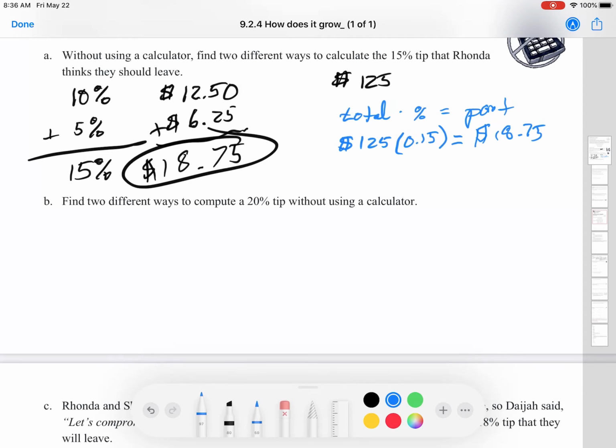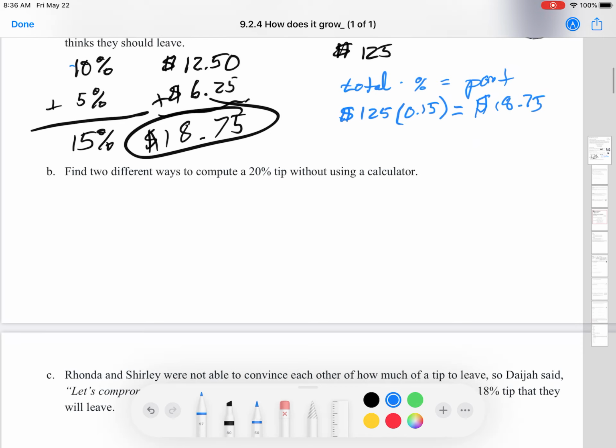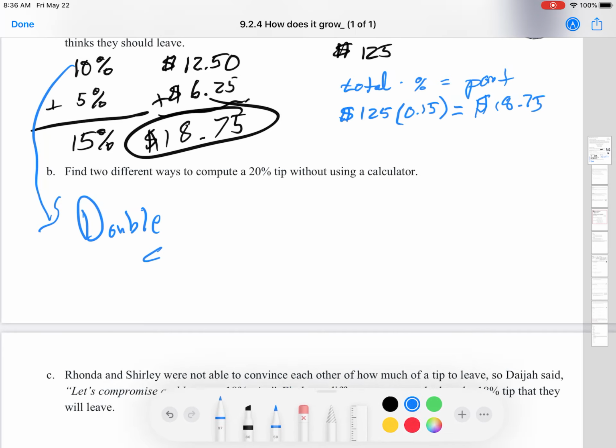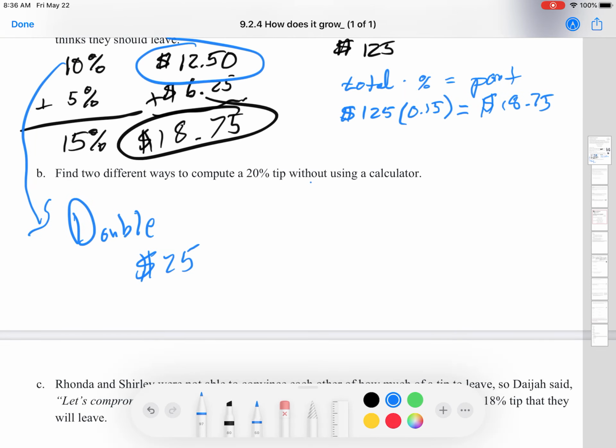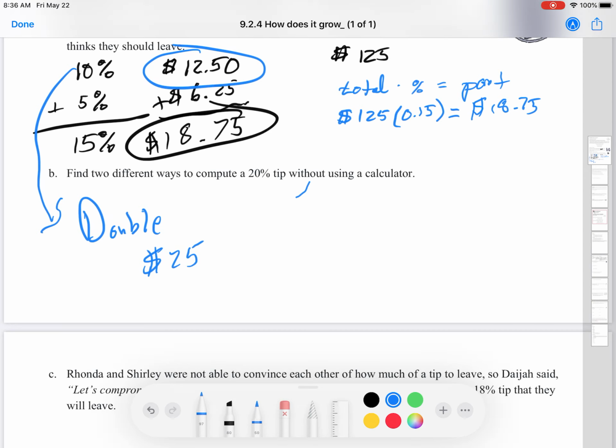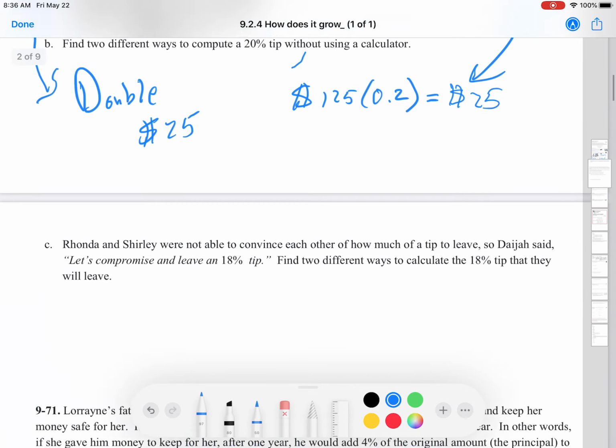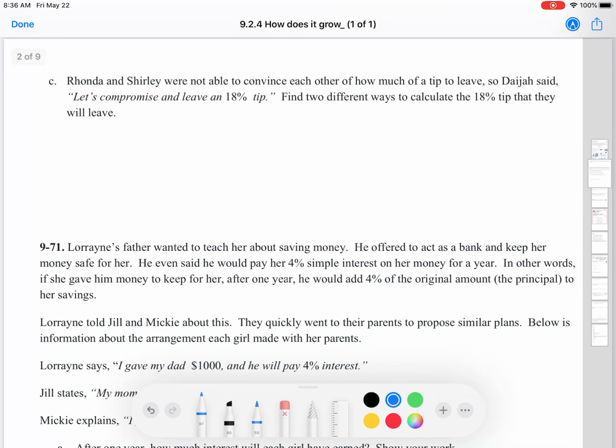Two different ways to compute a 20% tip using a calculator. I would just double it, and by doubling it, I would get $25. That's what I'm doing, doubling that 10% to get 20%. I could use the exact same method down here, but what would I do? I have to change my decimal. That equals, now it's no longer 18.75, but $25.